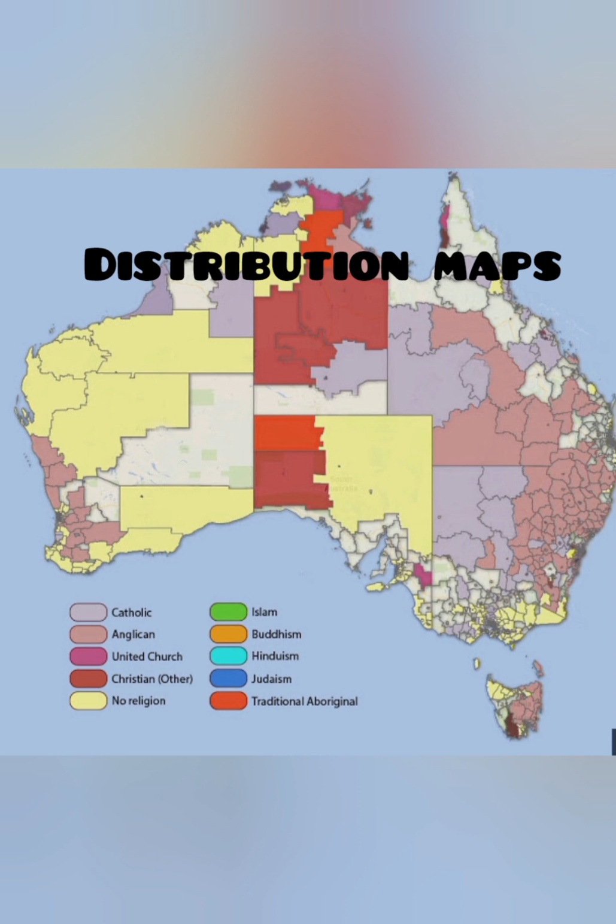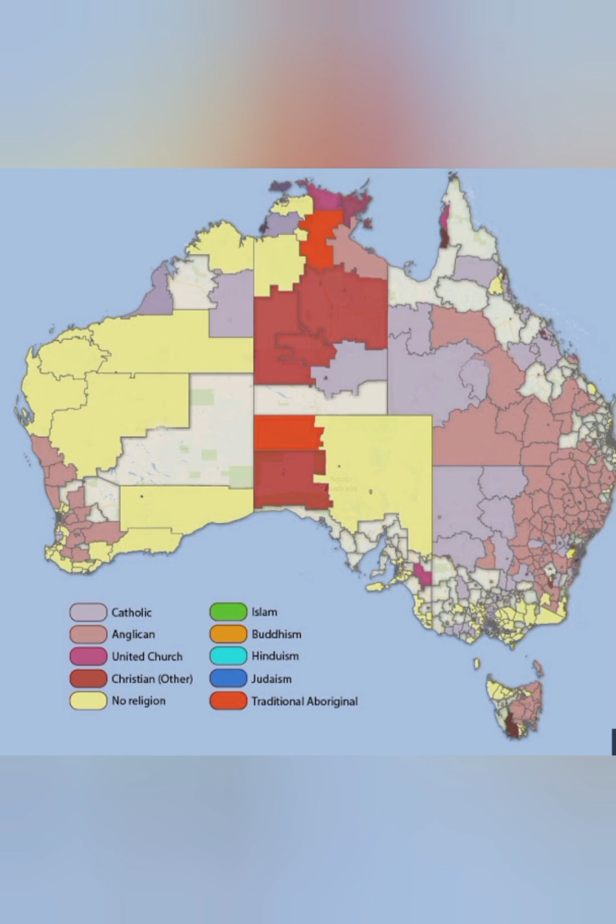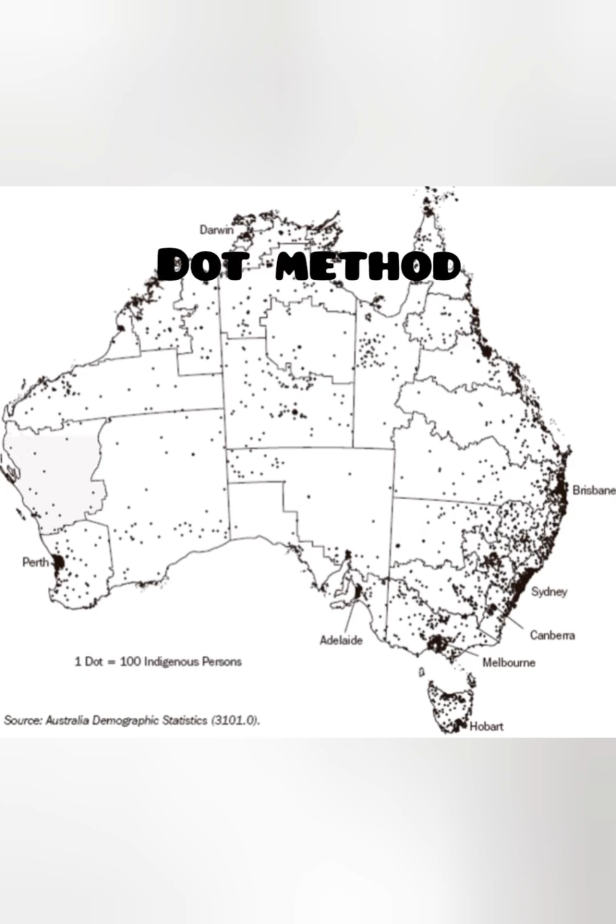There are some distribution maps. Distribution maps show you the distribution of a particular commodity, maybe crops or population or the literacy rates or any particular kind of attribute. So they are also called commodity maps because they deal usually with crops and minerals or stocks and population, etc. There are several methods of making distribution maps. The first method is the dot method.